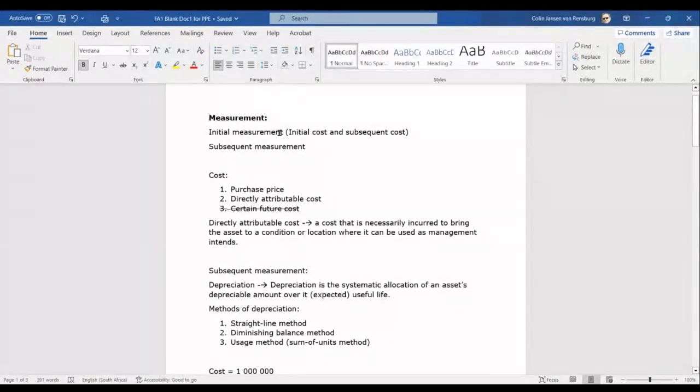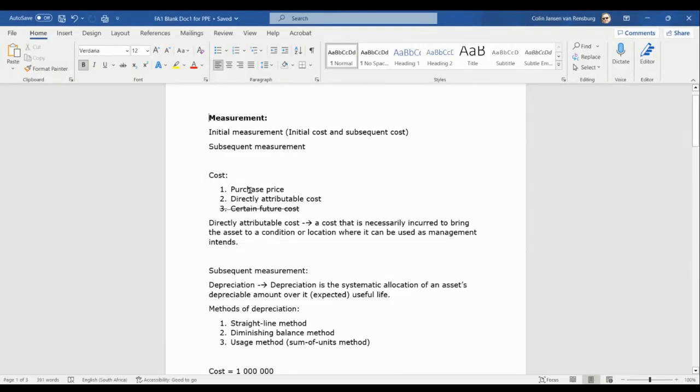When it comes to the initial measurement, we said, ladies and gentlemen, there are basically three components to it. The third one we're only going to encounter in our second year in financial accounting 2, the certain future cost, but we must just be aware that there is a third factor. So first of all, our purchase price. That will always form part of the cost of basically any asset, but in our case now, property, plant, and equipment, right? The purchase price.